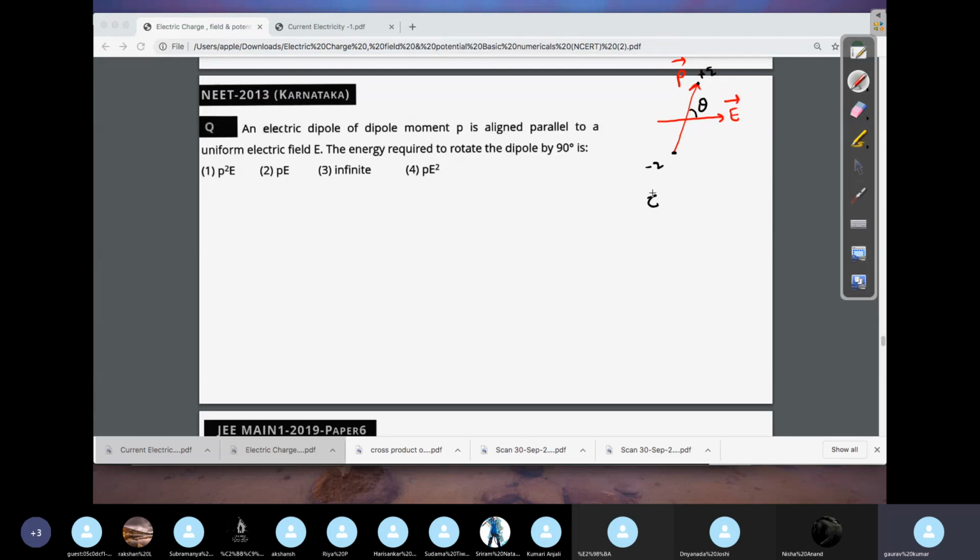In this configuration, what torque do we write? Torque vector is given as P vector cross E vector. And the potential energy U at theta is given as minus of P vector dot E vector. These two concepts you should always keep in mind. Now solve this question. You have an electric field and have kept the dipole at an angle theta with the electric field. So you have two expressions: torque is always P cross E, and energy is always minus P dot E.